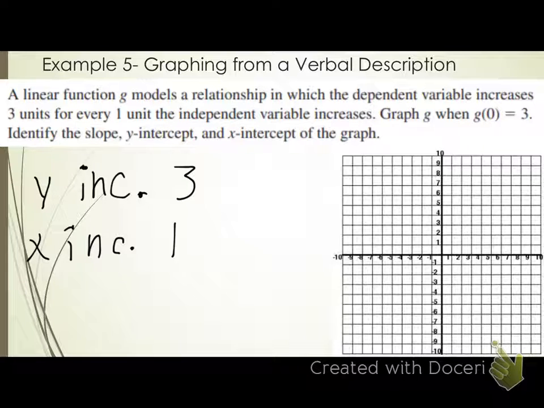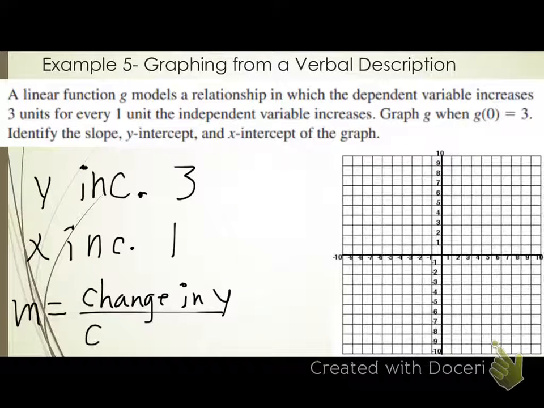Does anyone see how this is going to help us out graphing-wise, graphing this scenario? So you just go 3 every 1. So what is this number that we just wrote? Rise over run, right? So what's our slope in this case? 3 over 1. So 3, right? Because, remember, slope is my change in y over my change in x.